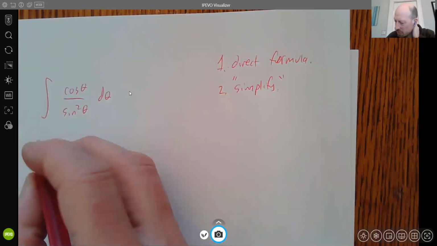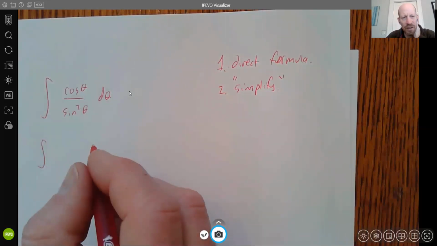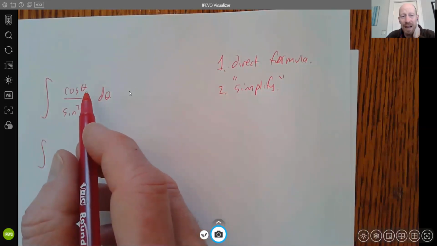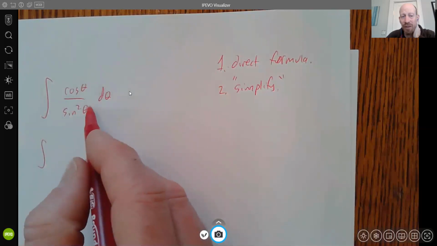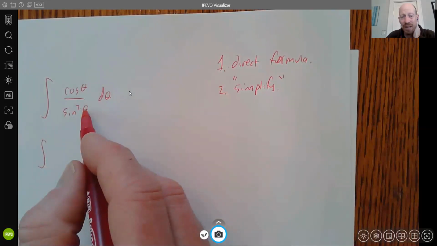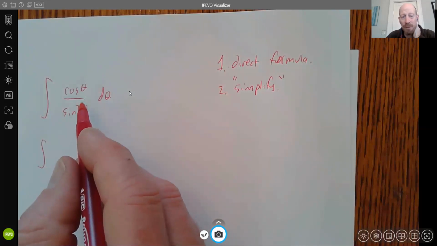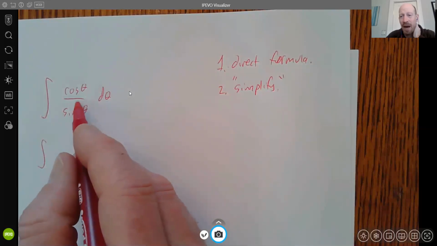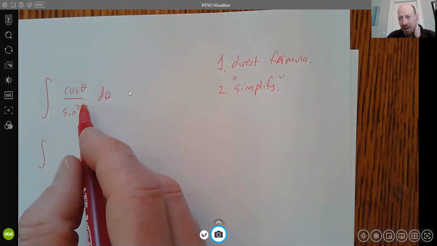So in this case, I've got cosine and sine squared here. Before I get started, do not make the error of saying, oh, I know the antiderivative of cosine and I know the antiderivative of sine, so I can just take those. That will not work. There are two big problems here. One, you've got division, and two, you've got a power. So this is much more complicated than that.